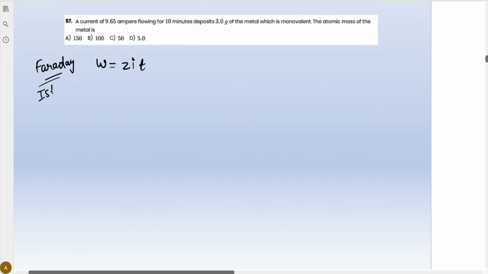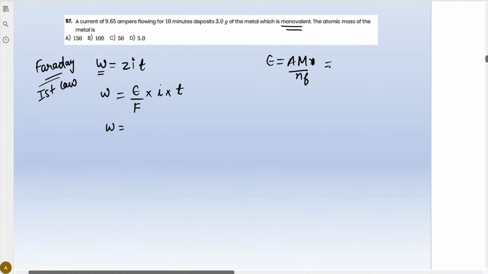First law. How much amount will come is equal to Z. Z is equal to equivalent weight by F, Faraday, into current into time. And Z is equal to equivalent weight, and for a monovalent atom the equivalent weight is atomic mass by n factor. The n factor is 1 for a monovalent atom, so equivalent weight will equal atomic weight. So here you put atomic weight by Faraday into I into T.